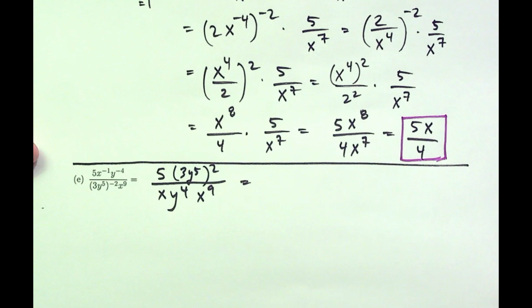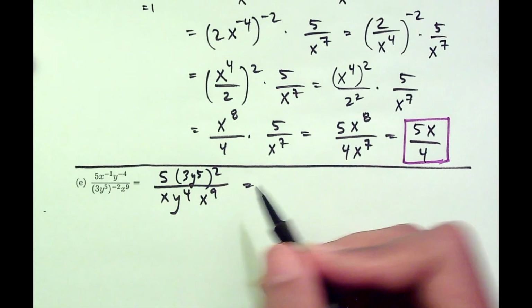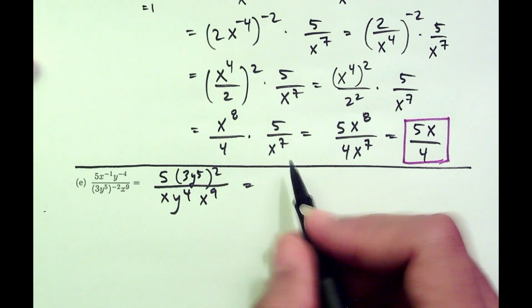Make sure you got that. So rewind the video if you need to see it again. Things that have negative exponents trade places. Okay, now all the exponents are positive. Now let's apply the other properties.